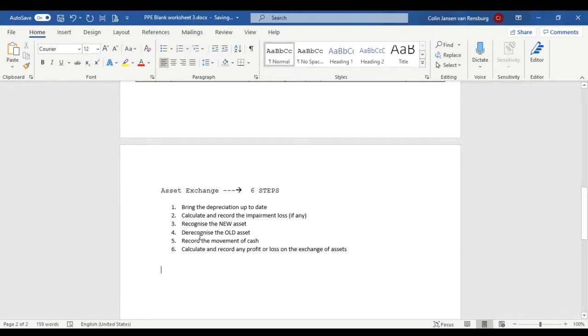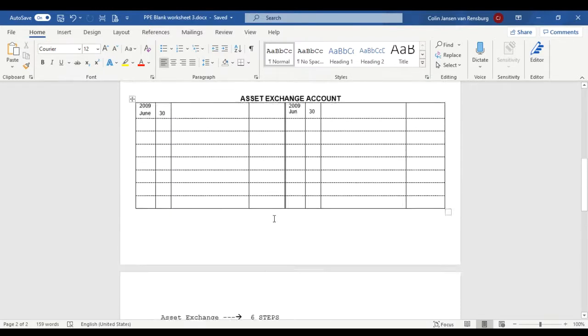Now, like I've said earlier, I'm just going to repeat it again. The first 2 steps will normally not be required in an asset exchange, simply because they are going to provide you with the updated carrying amount on the date of the exchange, right? So now let's go and start with the third one, recognize the new asset. And I'd like us to do the journal entry first. I want us to do the journal entries, and then we'll do the asset exchange account so that we can do both of them, right? So recognize the new asset.